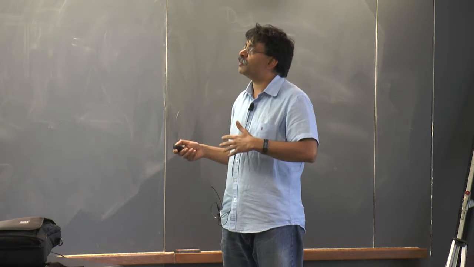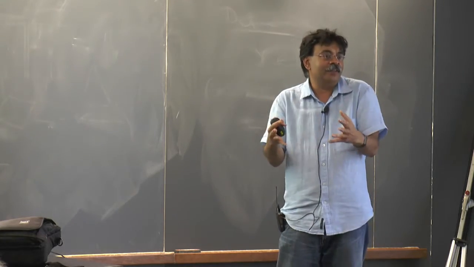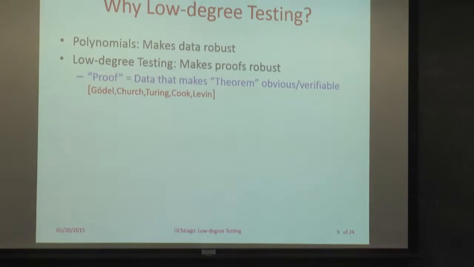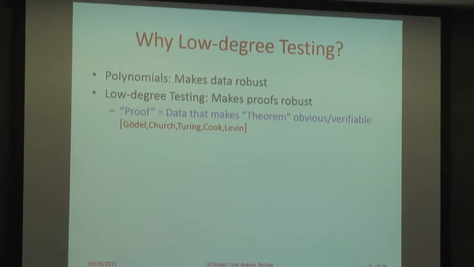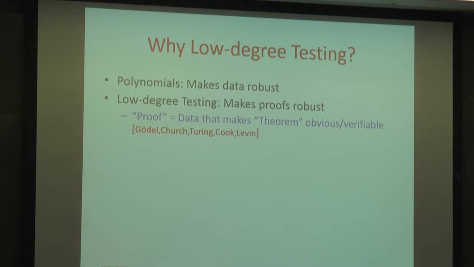What is a proof? Proof is data which makes the theorem obvious. Every theorem is either true or false, but if it's true, we can't necessarily determine the truth easily on our own. That's the hard part of being a mathematician. Once you generate the proof, you can think of it as a large piece of data which makes the theorem obvious. You can easily verify that the theorem is true once I give you this proof.